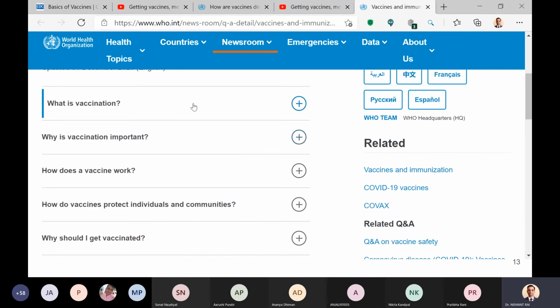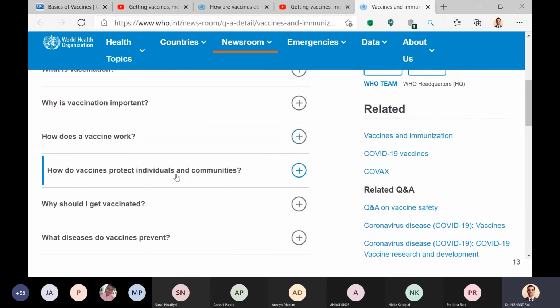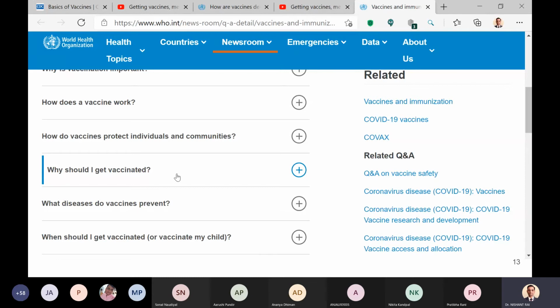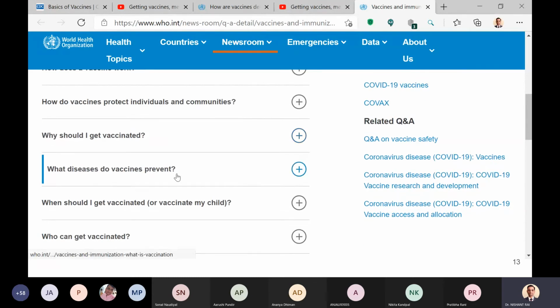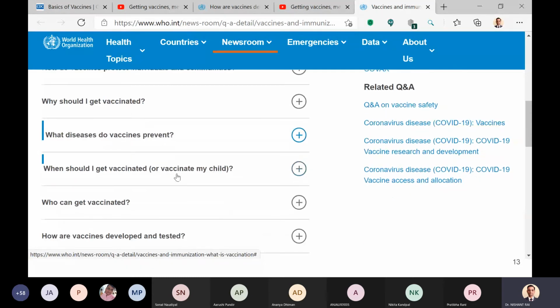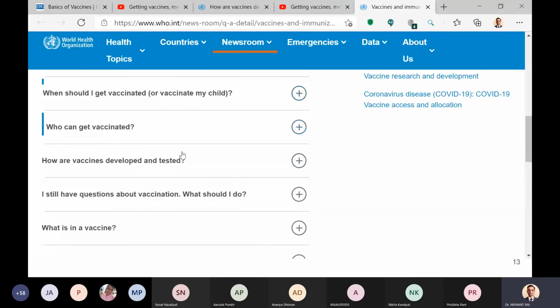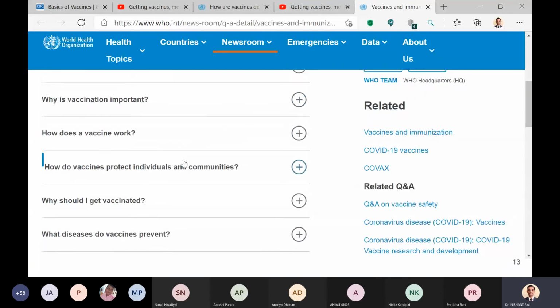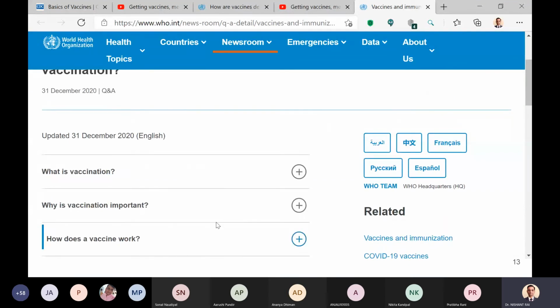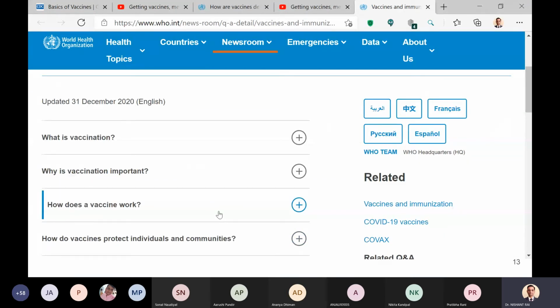Like, what is vaccination? Why is vaccination important? How does a vaccine work? How do vaccines protect individuals and communities, including herd immunity? Why should I get vaccinated? What diseases do vaccines prevent? When should I get vaccinated or vaccinate my child? So you'll find many FAQs at the WHO site. You will find the concept of vaccination.